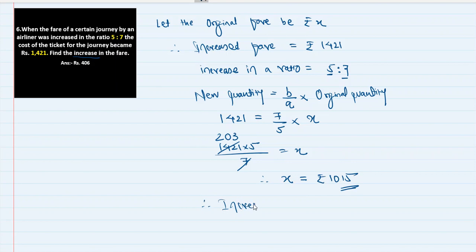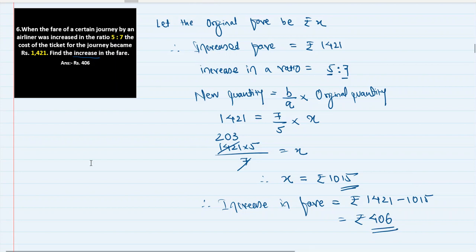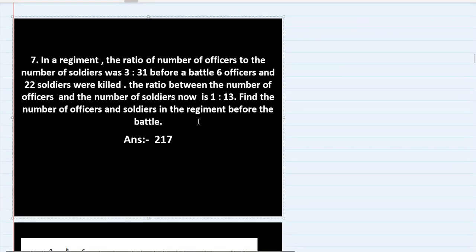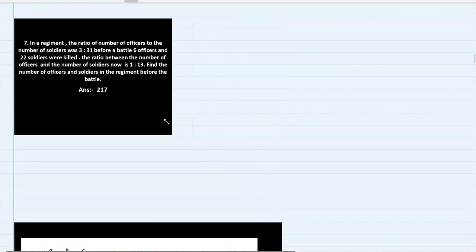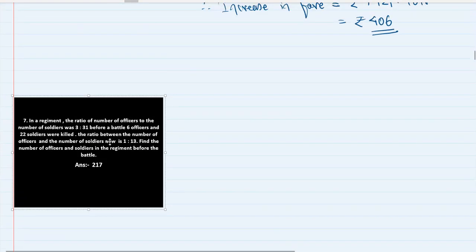Therefore, increase in fare is equal to rupees 1015 minus, sorry, actually increase is final quantity minus original quantity. Final quantity or new quantity is 1421 minus 1015, which is rupees 406. This is the increase in fare. Okay, so this is how you have to do increase or decrease questions. Let's look at the next question.